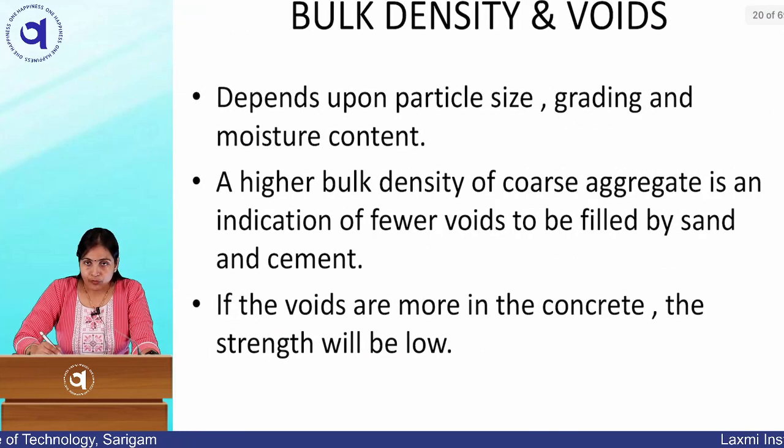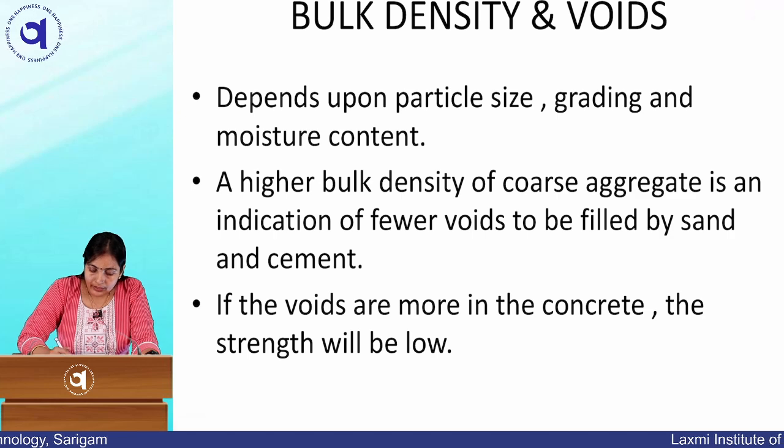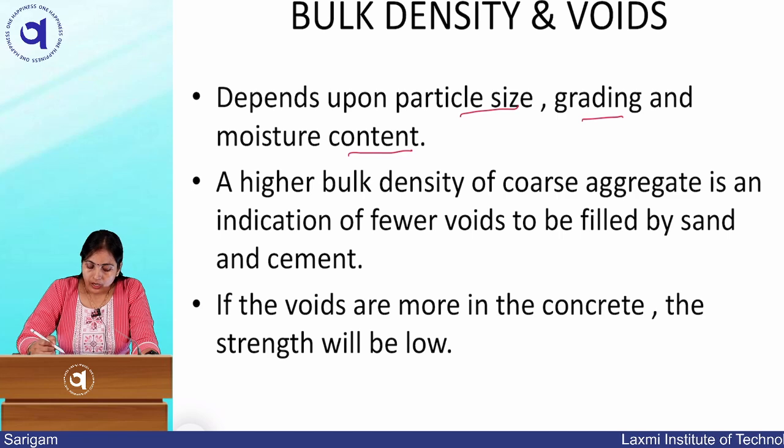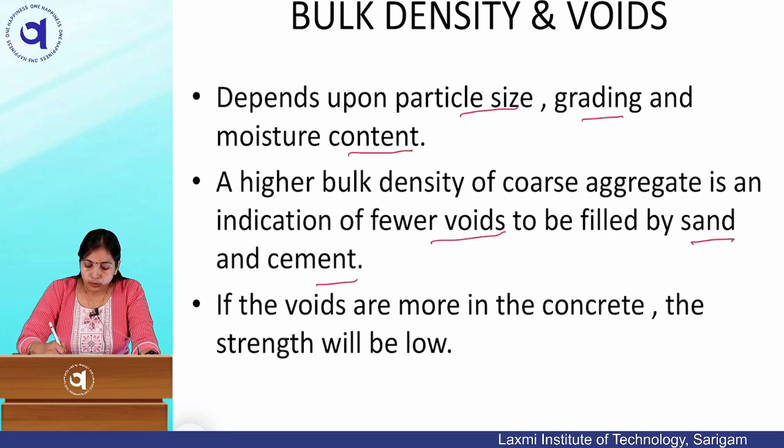Bulk density and voids. Bulk density depends on the particle size, grading and moisture content. A higher bulk density will indicate fewer voids to be filled by cement paste, cement and sand. If the voids are more in the concrete, the strength will be low, because it acts as a porous material and increases the permeability.